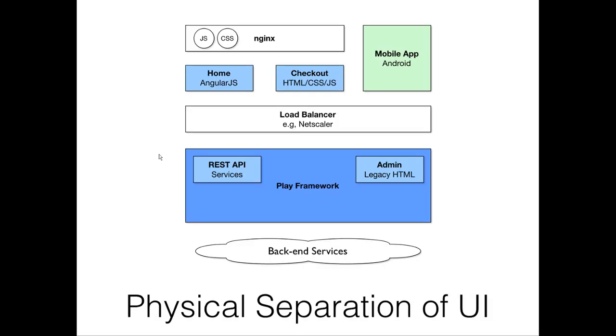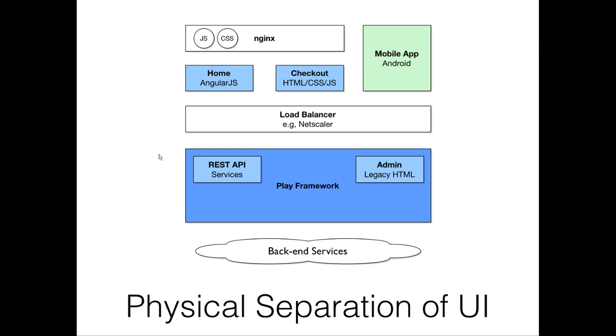So let's take a look at it. This is a 10,000-foot conceptual overview of what this would look like. So let's start from the top and work our way down. We have obviously something in front of our applications. We're going to want Angular, JS, or checkout to be hosted by something. So I'm using Nginx in this example. So in this case, we have three completely physically separated UIs.